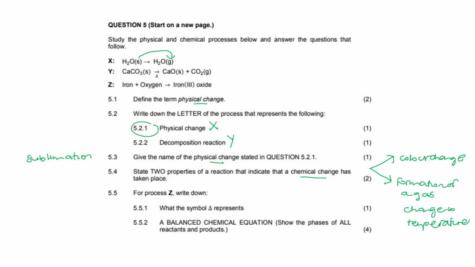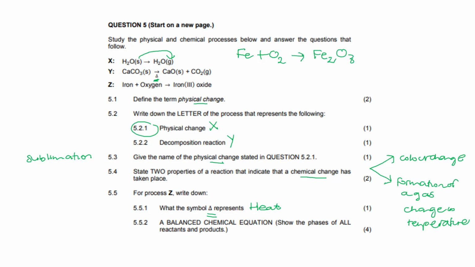Then 5.5. For process Z, iron plus oxygen gives iron oxide, write down the symbol that the triangle represents. There's no triangle there, so they probably mean this one here. That represents heat. 5.5.2. Write down a balanced chemical equation of process Z. So we have iron and we have oxygen, and that has to give us iron oxide.